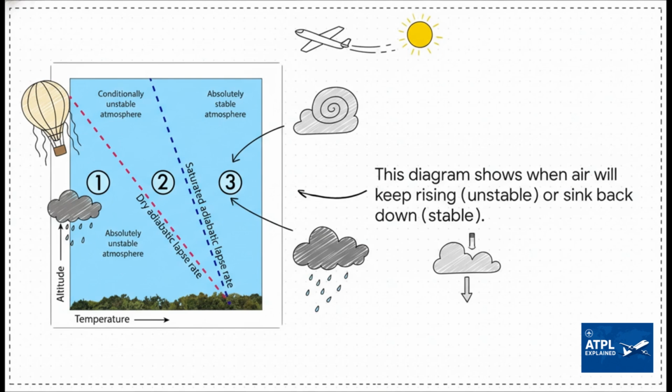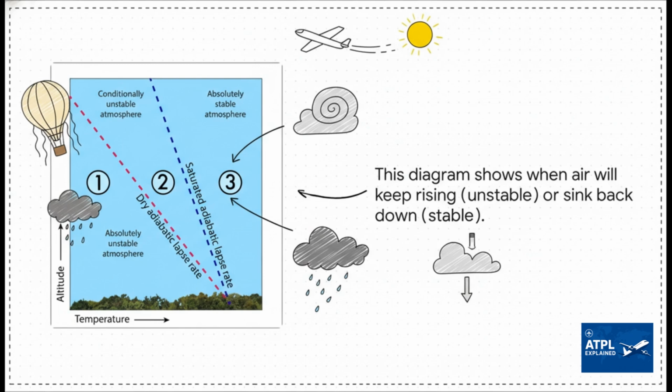Okay, don't let this diagram scare you. It looks complicated, but it's absolutely fundamental. If you get this, you get meteorology. It all boils down to comparing two things: how fast the actual atmosphere around us is cooling with height, that's the environmental lapse rate, the ELR, versus how fast our little bubble of rising air is cooling. Now, our bubble cools at one of two rates. If it's dry, it cools quickly, that's the DALR. If it's wet, like inside a cloud, it cools a bit slower, that's the SALR.